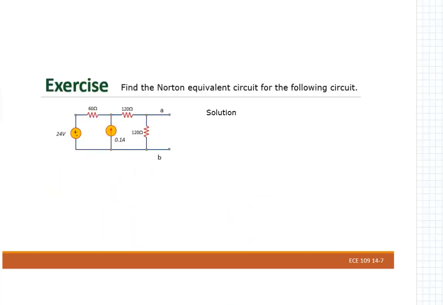Let's look at one exercise question here. This is a similar question. In this case, we don't have any dependent sources. So we're gonna look at how we can find the RN and IN values.